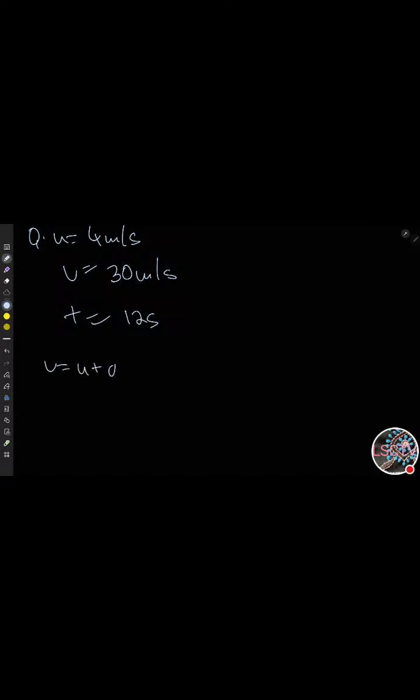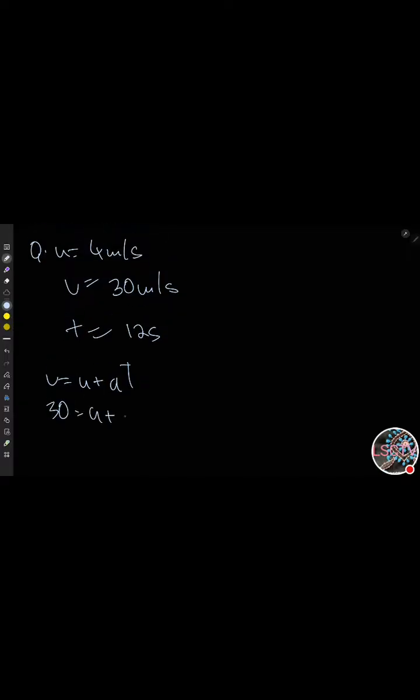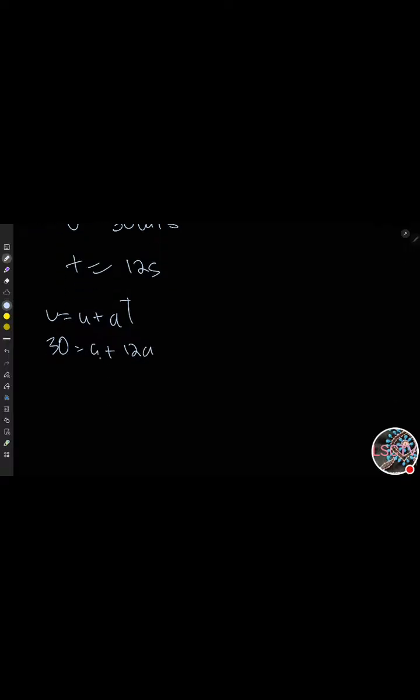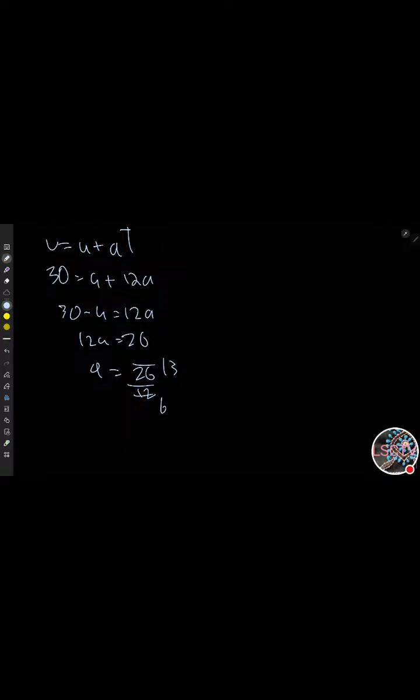Again, v equals u plus at. So v is 30. 30 is equal to 4 plus 12a. 30 minus 4 is equal to 12a. 12a is equal to 26. a is equal to 26 by 12. That's all. 13 by 6 meter per second square. Okay? Fine.